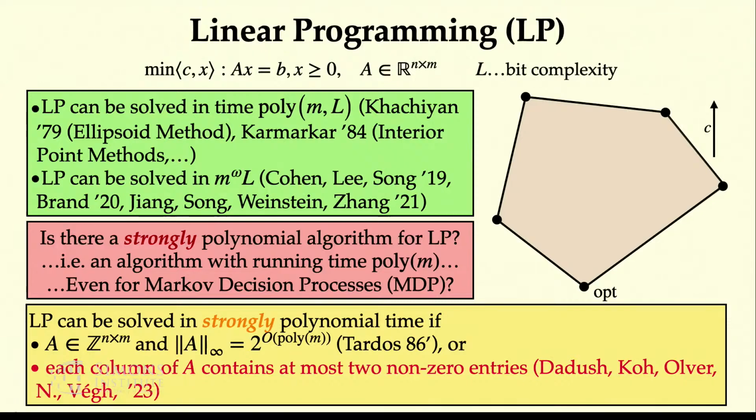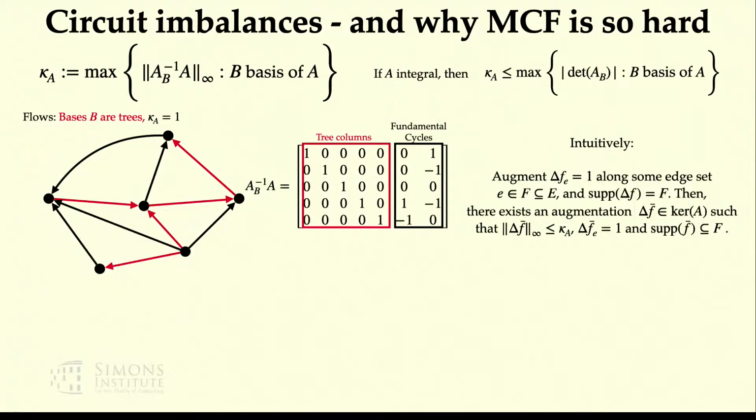So what my talk is going to fall into is a faster, strongly polynomial time algorithm in this regime. So you have a constraint matrix that is integral, and the integers are not too large. For that, I go a little bit into condition numbers.